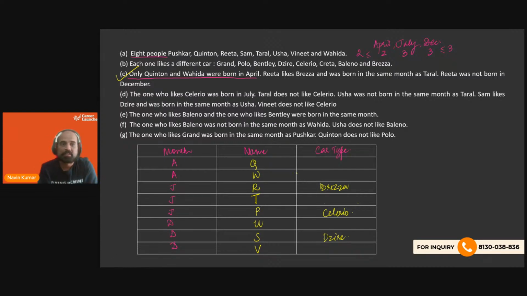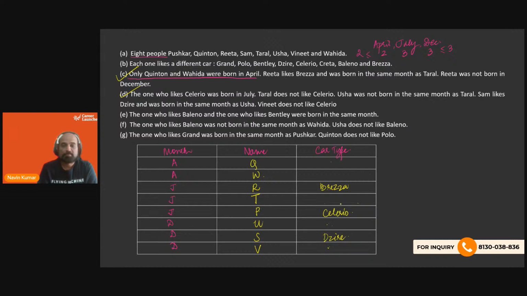Now we have to look at the car types that they like. The one who likes Baleno and the one who likes Bentley were born in the same month. Now, Baleno and Bentley, they both can go in December or April, right? The one who likes Baleno was not born in the same month as W. So that means we cannot write Baleno in the month of April. So Baleno and Bentley will go to December.